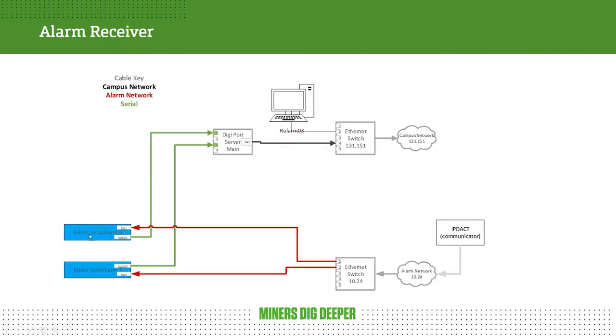So the alarm receiver's there. Again, the signals come in, the IP DACT communicators all come in, they send information in, whether that be alarm, test, trouble, etc. It comes through the switch and goes to both of these Visor Alarms here. And then the one that is the primary will take that information and send it out the serial switch to the Digiport, and then the Digiport will connect to the Ethernet switch and get it back to the alarm PC.